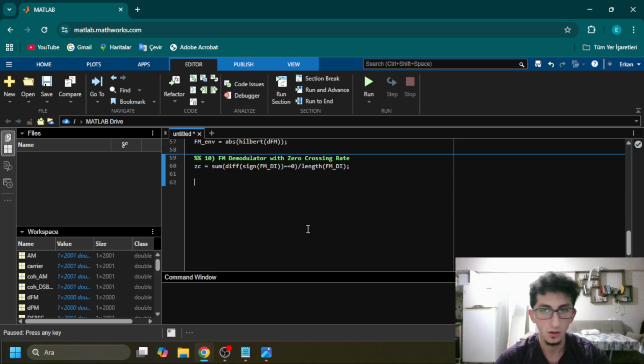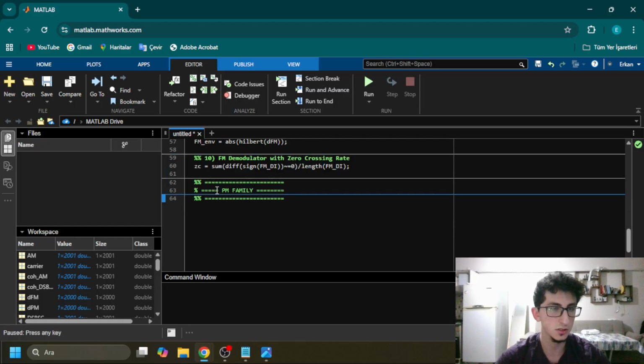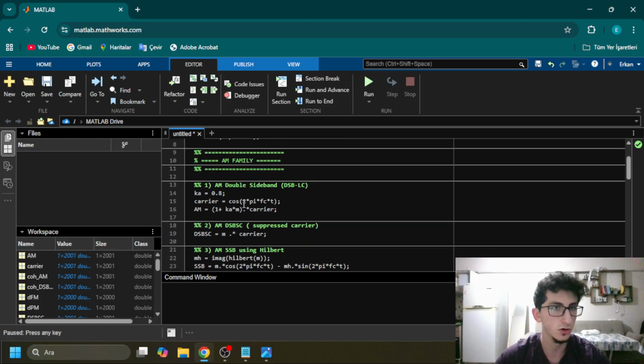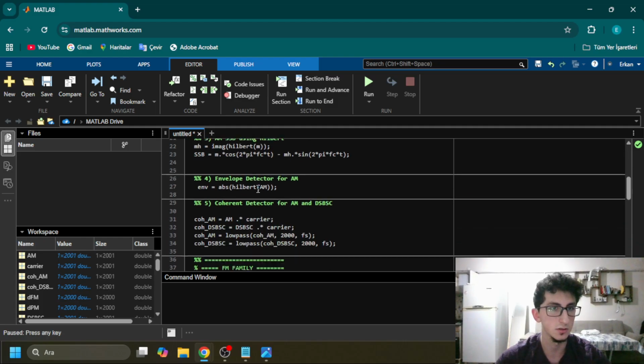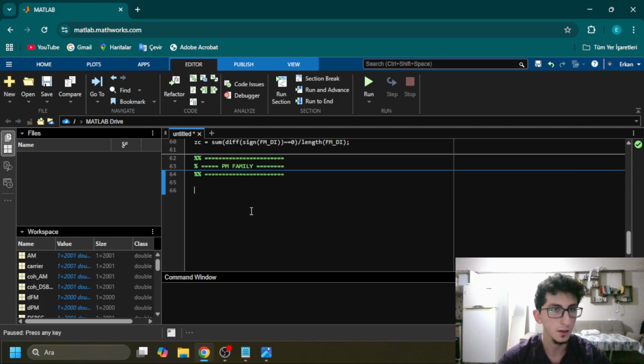So we are gonna continue with the PM family modulation techniques, and to make something clear and separate them from each other, I'm gonna write this in here as we did before, like that, and also like that. PM family modulation also has different parts.